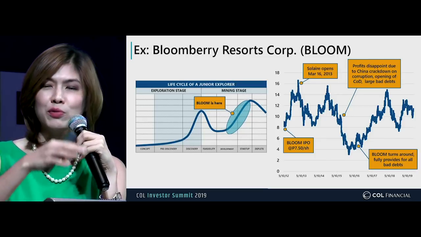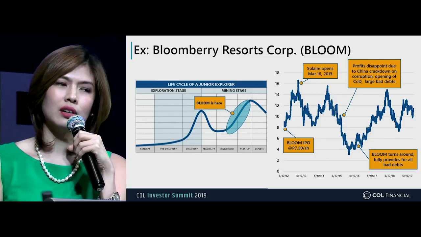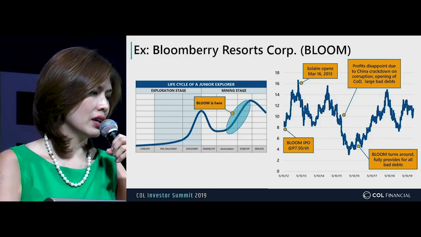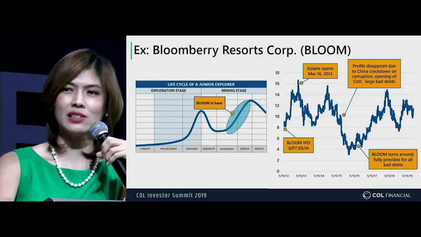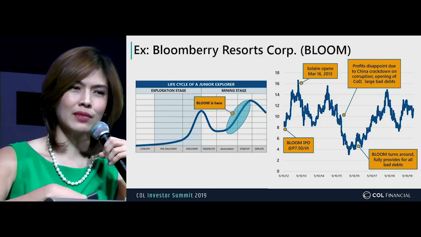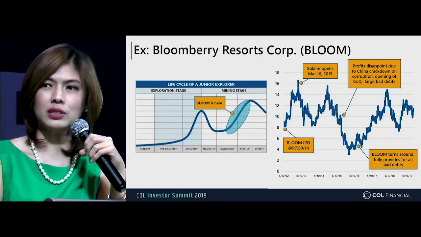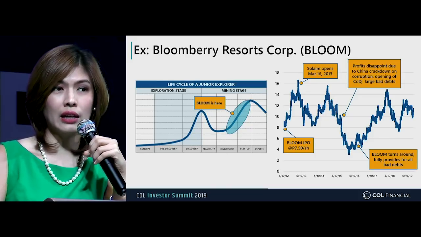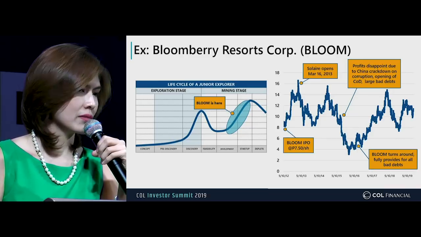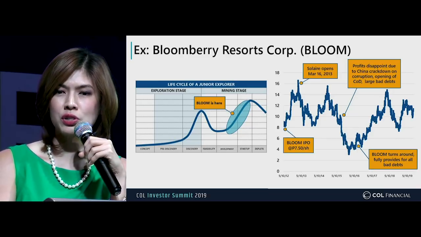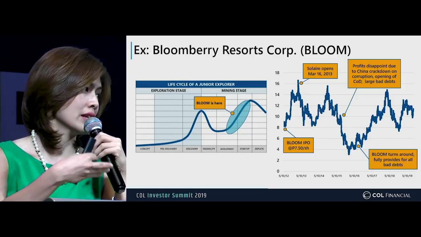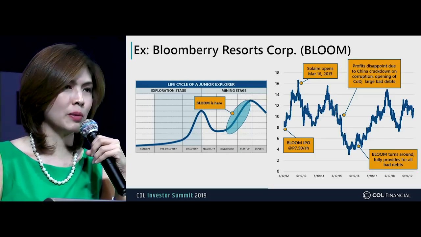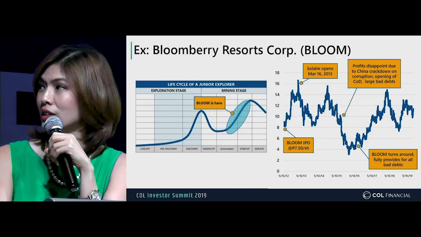But after that, of course, it went through growing pains. Okay? Earnings were not as good as analysts initially hyped about because there was a crackdown on China, City of Dreams opened, and they suffered from huge bad debts because there were VIP players that came in that didn't pay. So of course, the share price went down significantly.